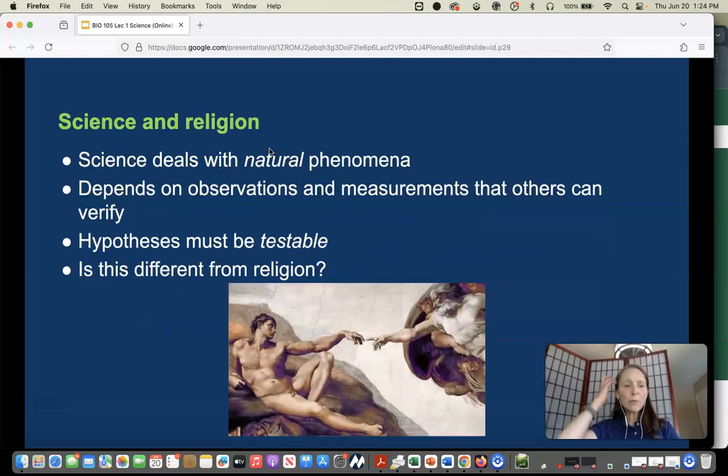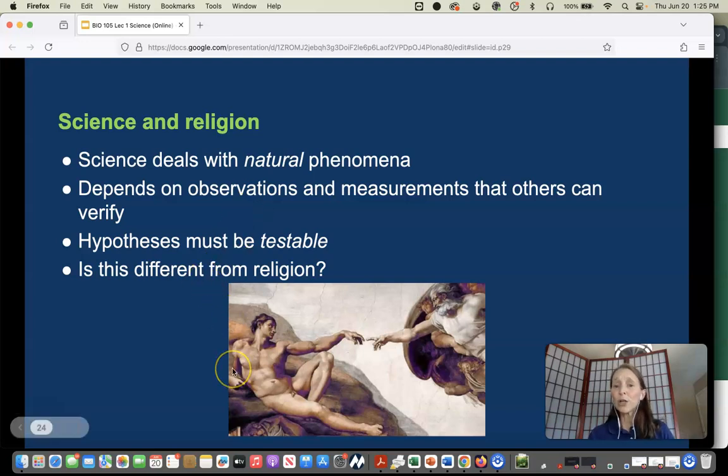Okay. Now, really quickly, this is a little longer than I wanted, but we're going to talk about science and religion. We already talked about this, so I'll go over it pretty quick. Science deals with natural phenomena. So remember that science deals with things that are testable and potentially falsifiable. This depends on observations and measurements that others can verify, okay? So hypotheses must be testable, just like our fertilizer experiment, right? And this is very different from religion because this is not testable, potentially falsifiable statements that other people can verify or test.